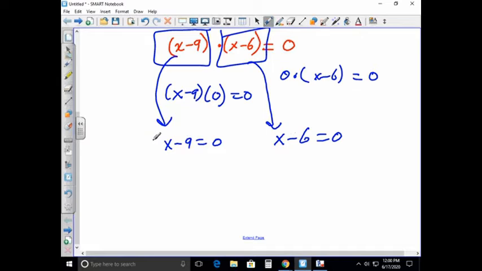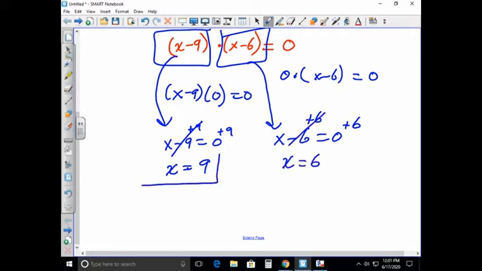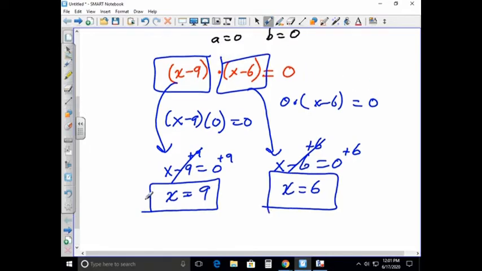To get x by itself, the opposite of subtracting 9 is to add 9 to both sides. So those cancel, and we get x equals 9. On the other side, the opposite of minus 6 is to plus 6. We do that on both sides, so those cancel, and we get x equals 6. So each of those are going to be solutions to our equation.